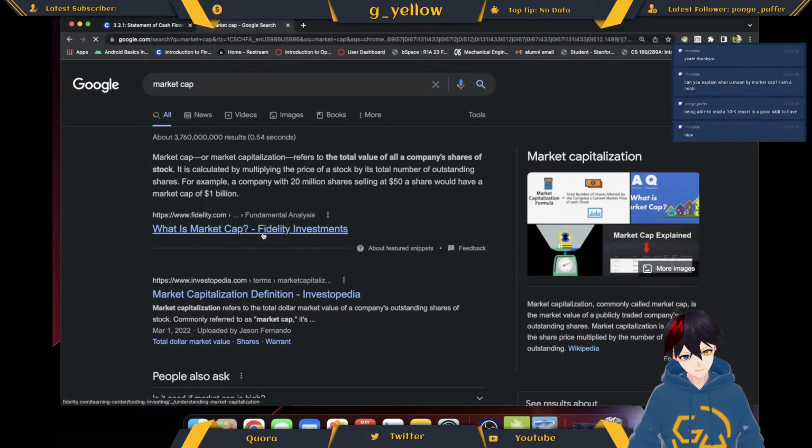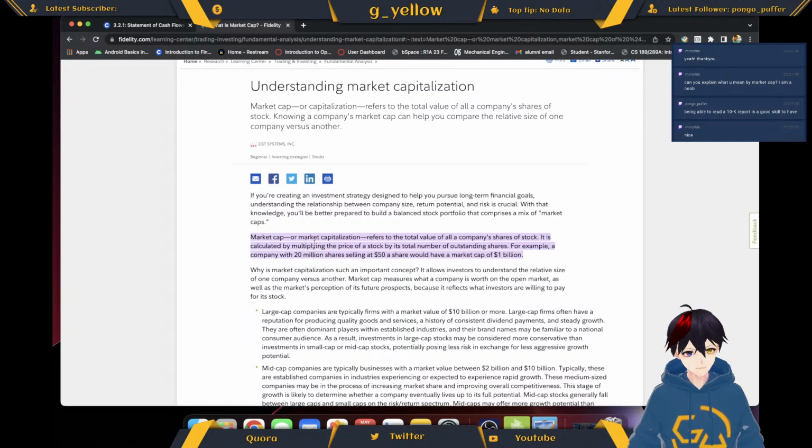Cool. Let's look at the official definition. Market capitalization refers to the total value of all of a company's shares of stock. It's calculated by multiplying the price of a stock by its total number of outstanding shares. For example, a company with 20 million shares selling at $50 per share would have a market cap of 1 billion. Yep. I guess I made a slight mistake. I should only multiply by 5 because those shares are not outstanding. My one share is not outstanding, but that's pretty minor. Cool.